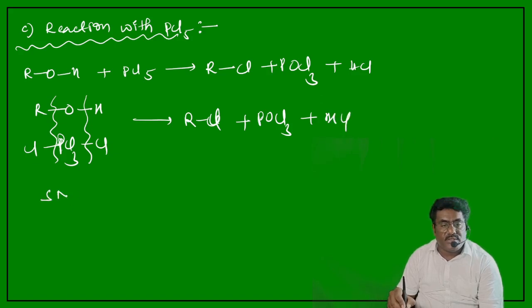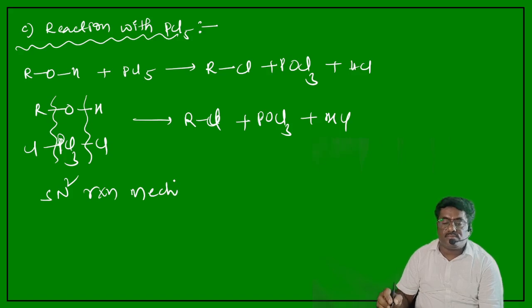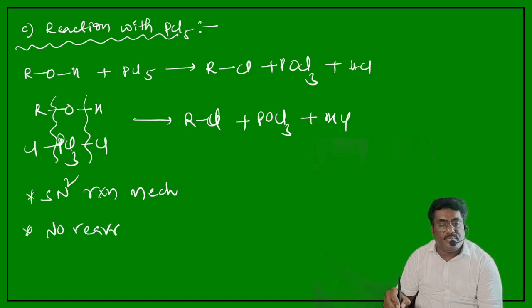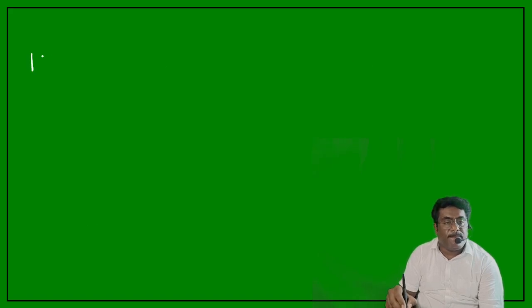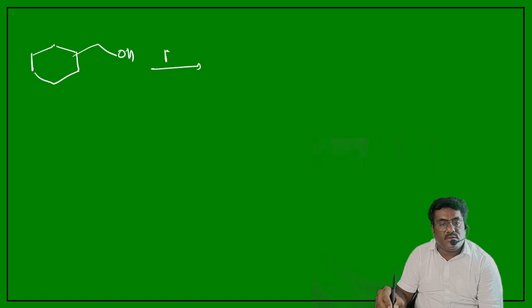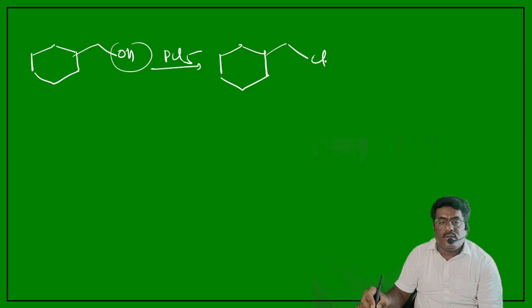It undergoes the SN2 reaction mechanism. Here also no rearrangement is possible. Simply remove the OH, adding the chlorine. I am taking an example: alcohol with OH in presence of phosphorus pentachloride, simply remove the OH, adding the chlorine. This is our required product.